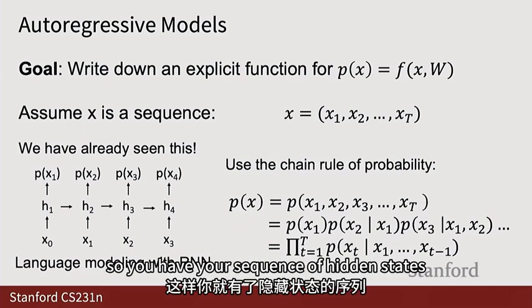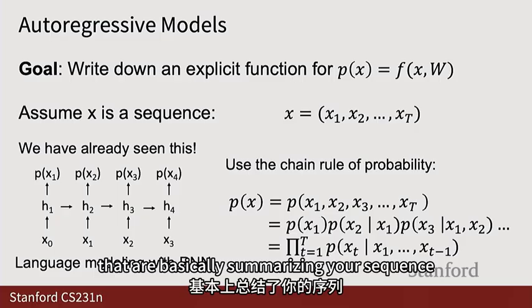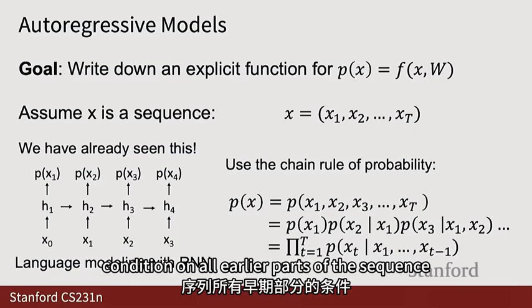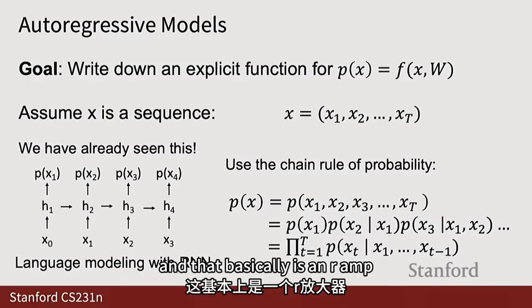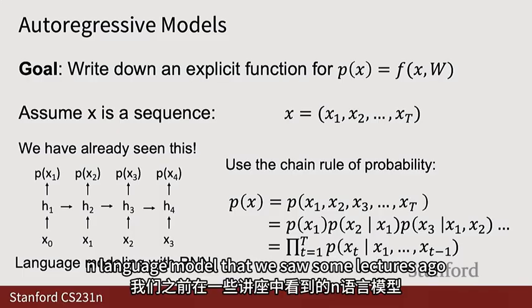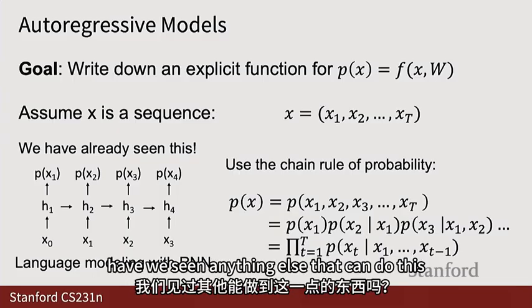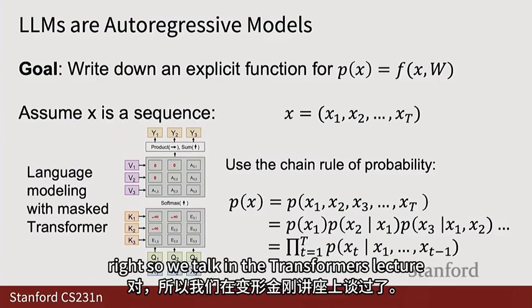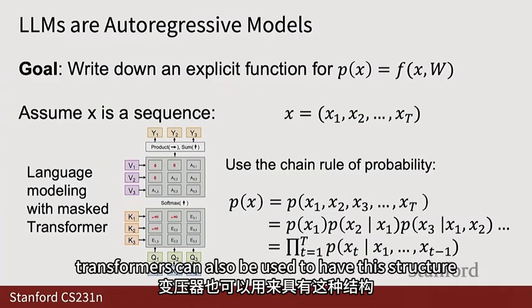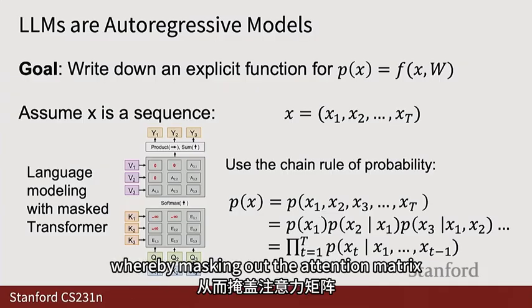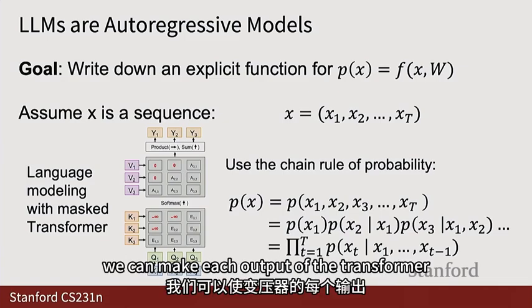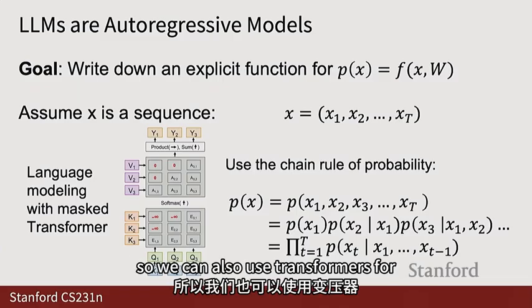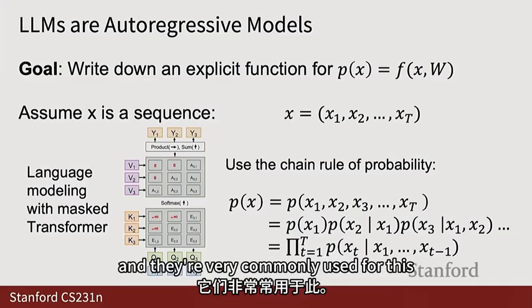So you have your sequence of hidden states that are summarizing your sequence, and from each hidden state, you predict the probability of the next piece of the sequence, conditioned on all earlier parts of the sequence. That is an RNN language model that we saw some lectures ago. Have we seen anything else that can do this? Yes, transformers, and particularly masked transformers. We talked in the transformers lecture about how, by masking out the attention matrix in the right way, we can make each output of the transformer depend on only the prefix of the sequence. So we can also use transformers for autoregressive modeling, and they're very commonly used for this.